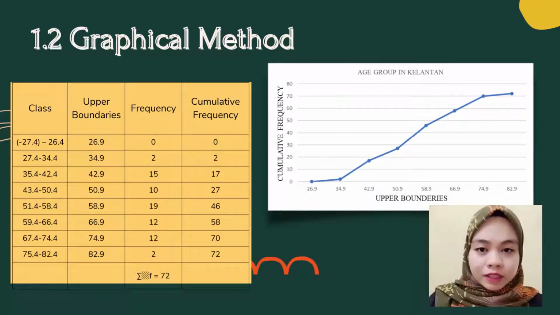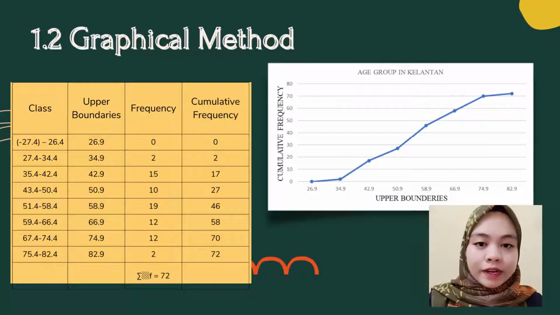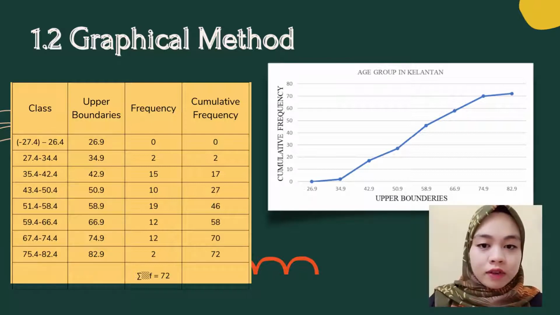Okay, now let me move to the graphical method. For the graphical method, we decided to use the frequency polygon and ogive. An ogive is a line graph that displays the cumulative frequency of each class at its upper class boundary. So right now we have the table and graph that present the cumulative frequency. This table shows the data set for the ogive. We have class, upper boundaries, frequency and cumulative frequency.